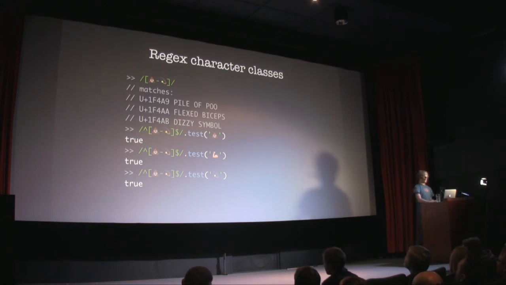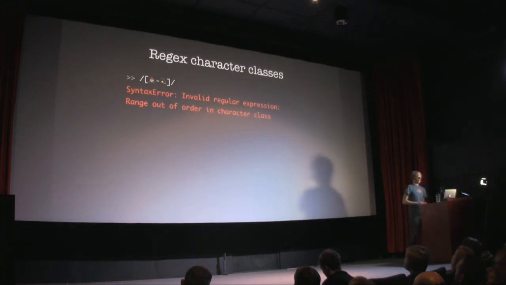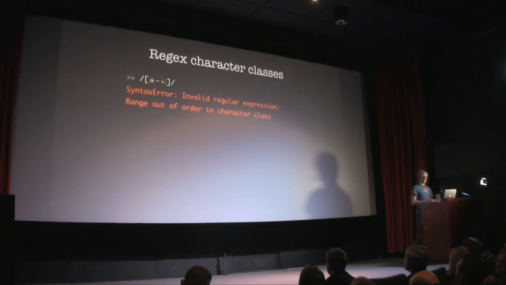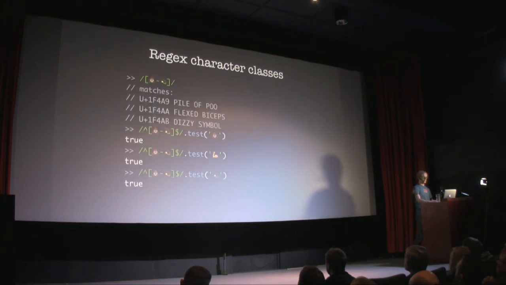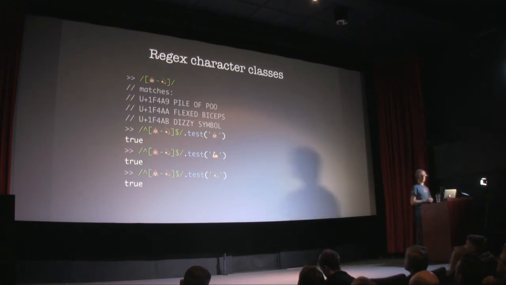In fact, you would get an error on the very first line of code here. So what is going on there? It tells you the regular expression is invalid, the range is out of order in the character class. But why does this happen? Because, I mean, this is the order the code points are defined in the Unicode standard, so they're in the right order. So what is going wrong here?